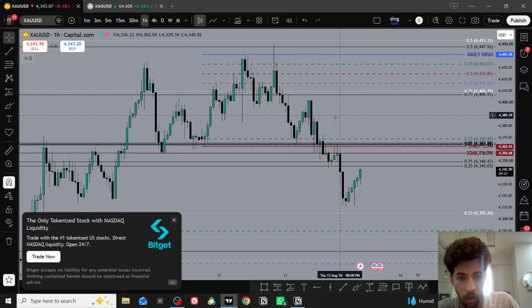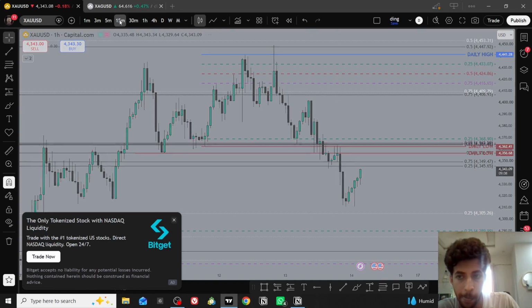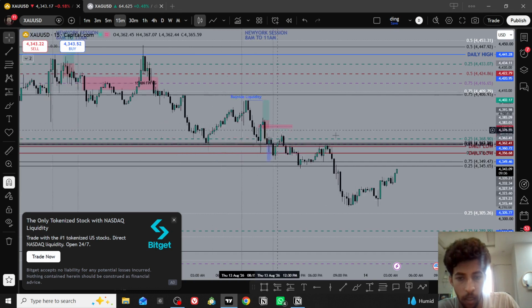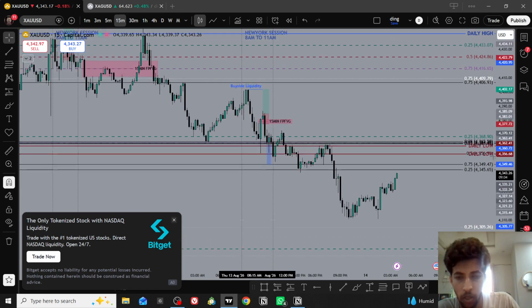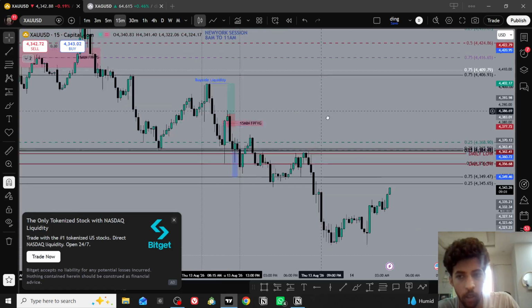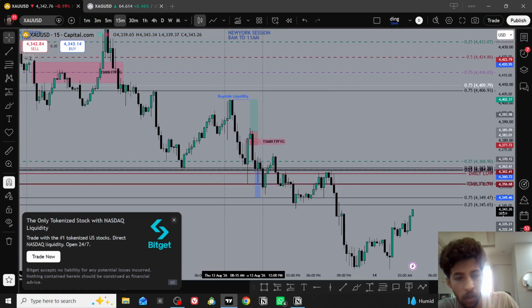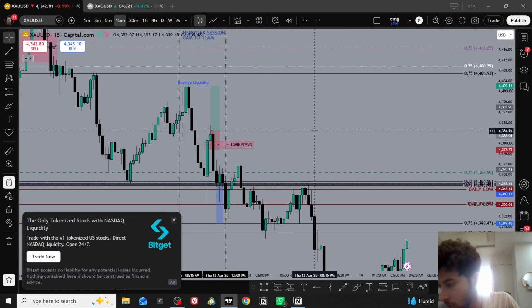And on 1 hour chart, you can see how we went higher and then broke, and then we went lower. Let's get into the trading day. First trade was a very silly trade. I shouldn't have taken this trade at all.